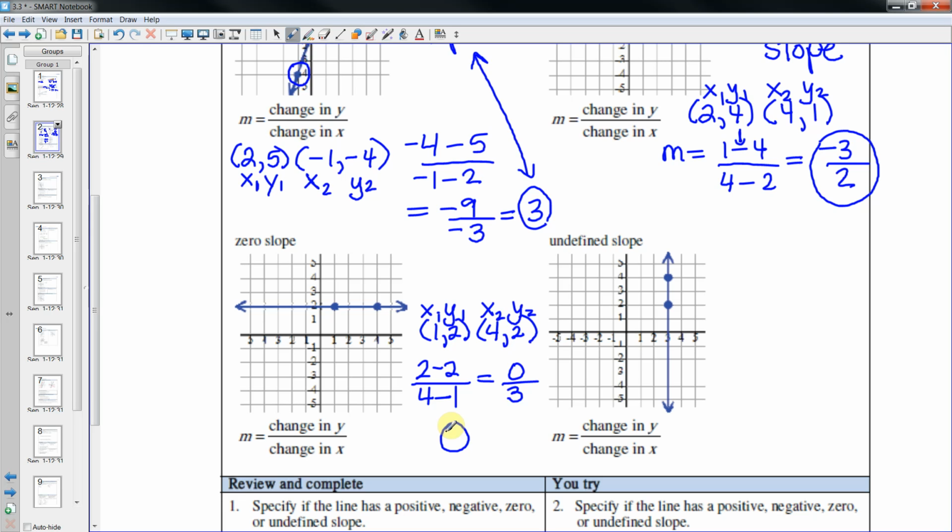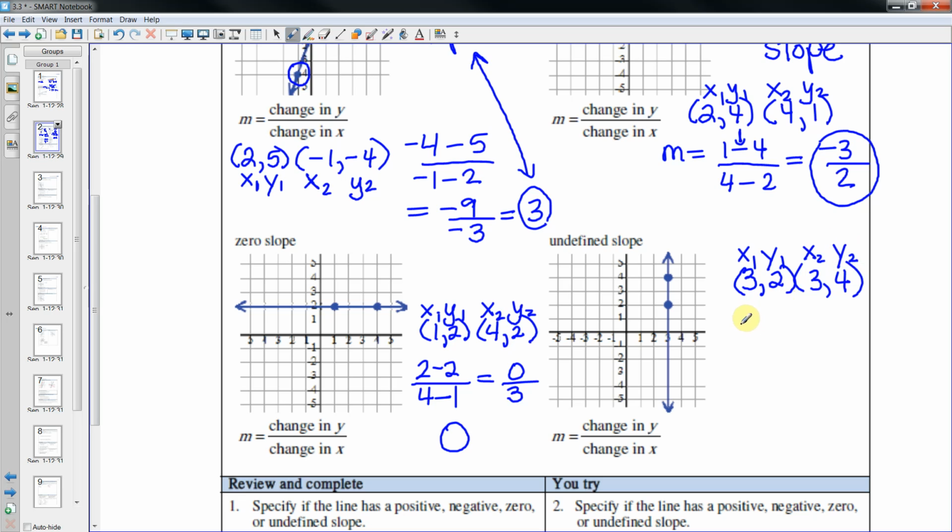Now the next picture is a vertical line, and you'll see it says undefined slope. So what do you think is going to happen when I plug in these numbers? Think about that while I write down what these 2 ordered pairs are. 3, 2, 3, 4. If I think about undefined, I think about when I have a fraction, anytime I have 0 in the denominator, that's an undefined value because you can't divide by 0.